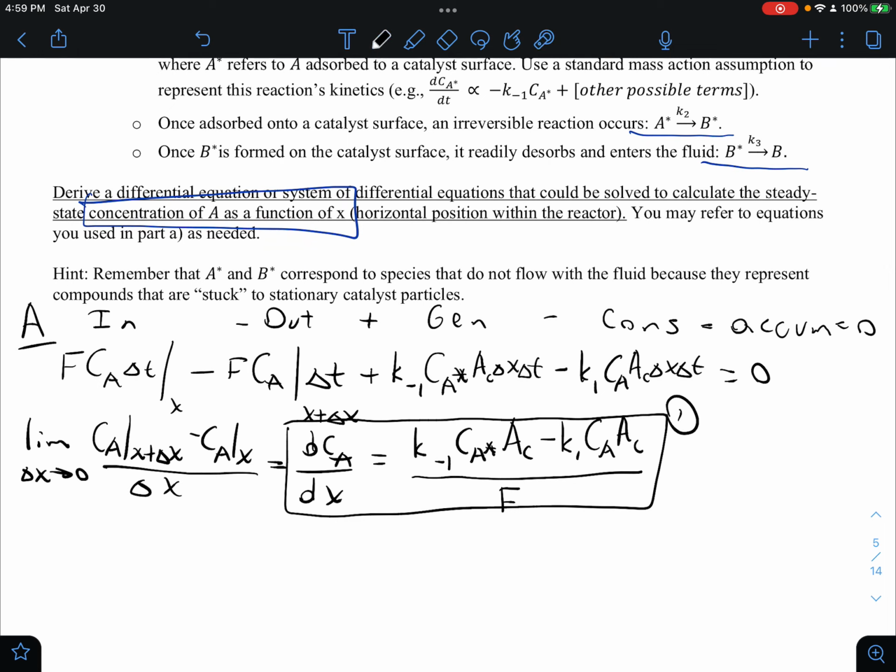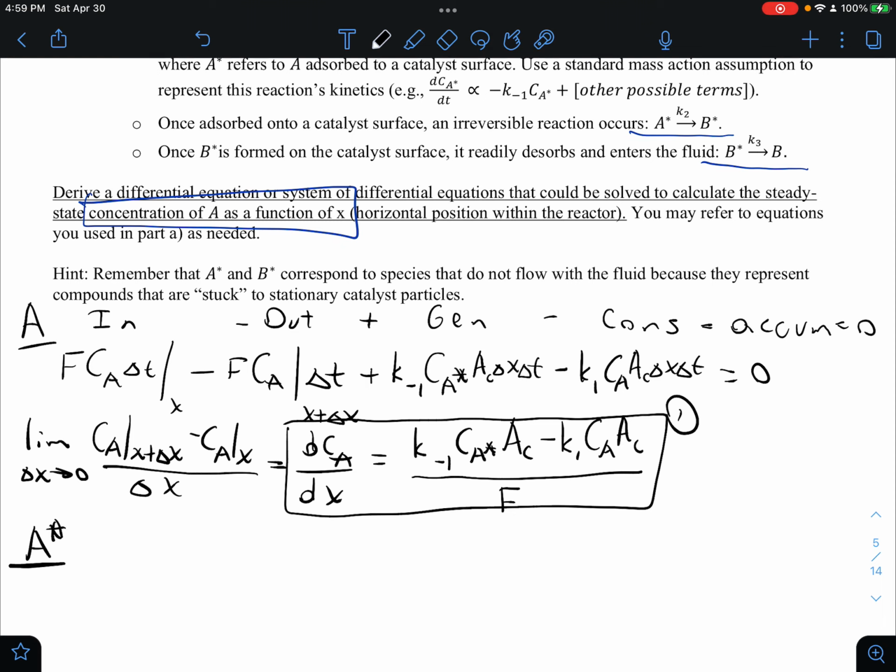So here's where the twist comes in. Actually, I should have mentioned this. When we did the balance on A, it's exactly the same as the balance we did in part A. So you could have just referred to the equations used in part A and said that the A balance is the same.